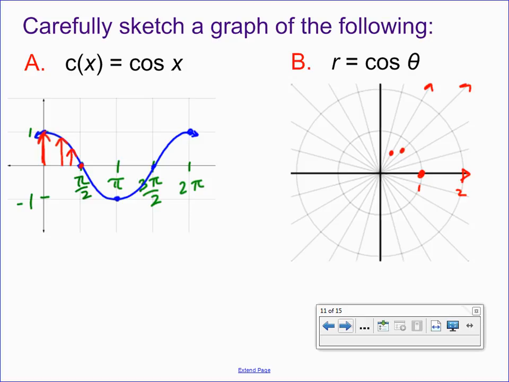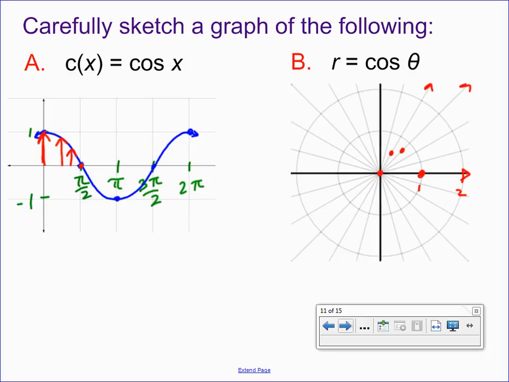Plot a radius of 0 in the pi over 2 direction. Now we have a portion of the cosine graph with negative function values. Negative function values on my cosine Cartesian graph correspond to negative r values on my polar graph, and we know how to plot those. Negative r values mean opposite direction plots. So let's consider a convenient one in this range.